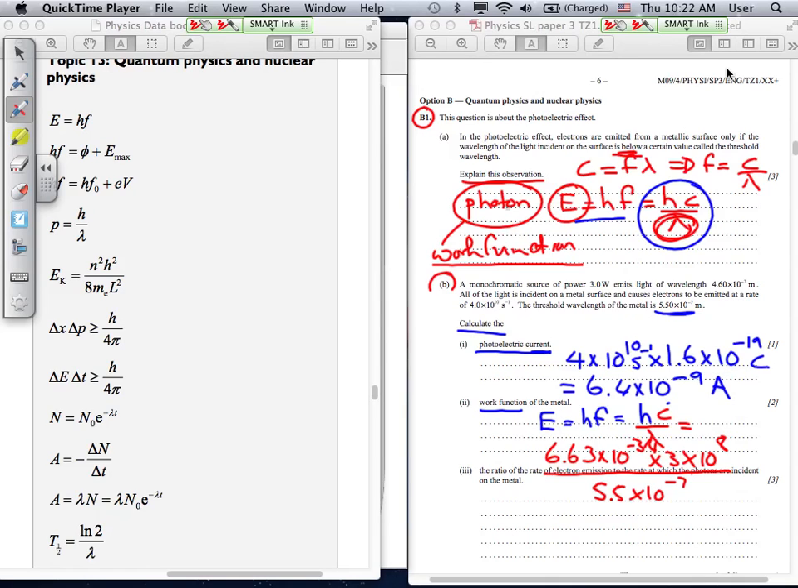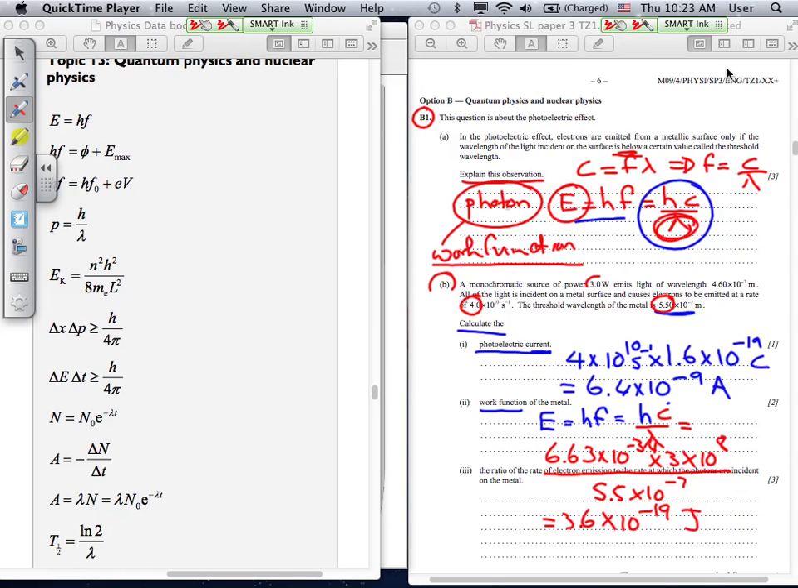When you do that, you will get 3.6 times 10 to the negative 19. We've got two significant figures there. The reason we use two significant figures is that the least accurate value here, this 5.5, is to two significant figures, so two significant figures is fine.